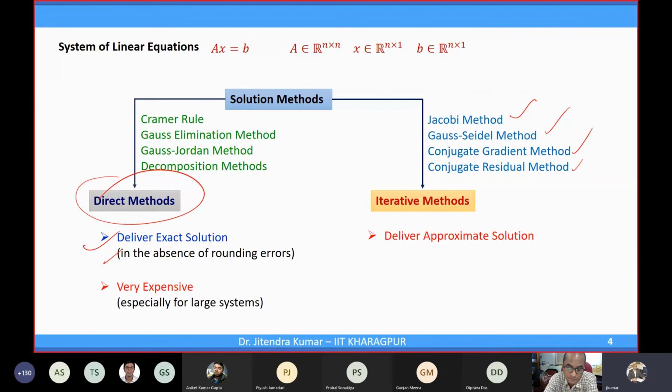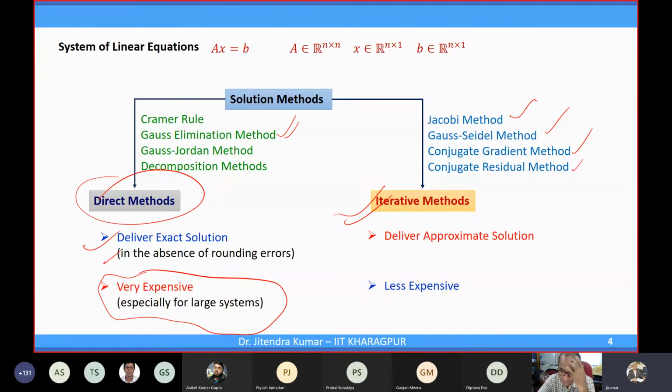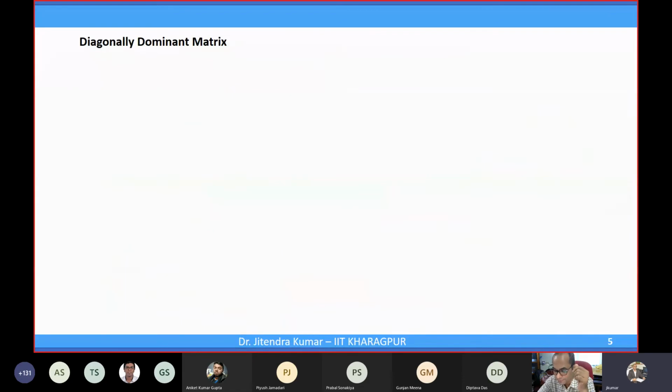And the direct methods are very expensive, usually for large systems. When you have a system with 10,000 equations, Gauss elimination and Gauss-Jordan are computationally very expensive. So basically, you cannot think of solving your system using any of these direct methods. Then these iterative methods come into the picture. They will not give you the exact solution of the system, but they will give you an approximation of your solution. And they are less expensive, of course.